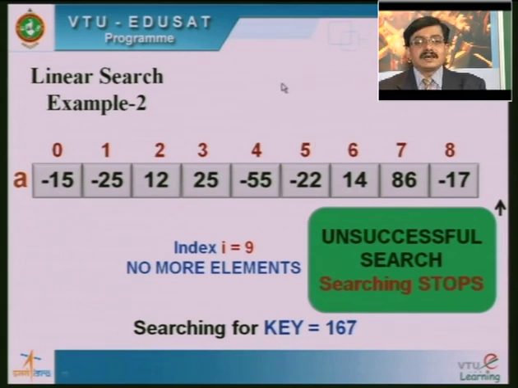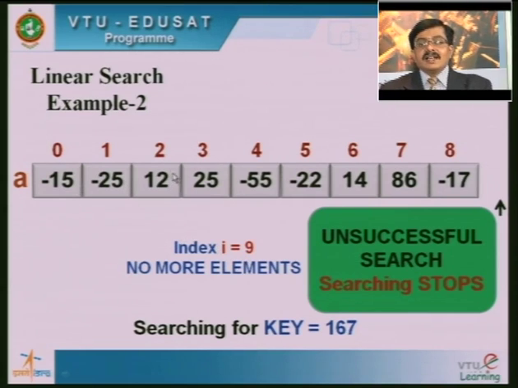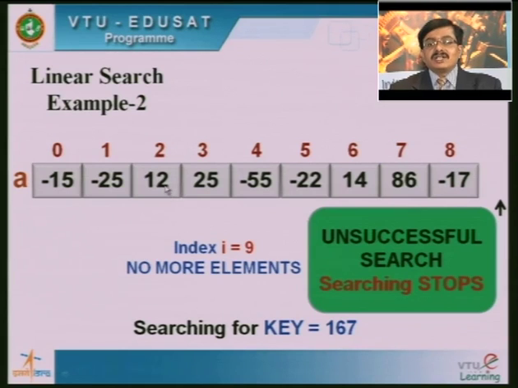For example, if I want to search for 25, I start again from i equal to 0. When i is equal to 0, minus 15 is not equal to 25, so I go for the next iteration. When i is equal to 1, minus 25 is not equal to 25, so I go for the next iteration. When i is equal to 2, a of 2 is 12, and 12 is not equal to 25, so again I go for the next iteration. When i is equal to 3, a of 3 is equal to 25, the search is successful and I come out of the loop. When I come out of the loop, what was the i value? The last value of i was 3. Is it not the position where exactly the key element was present? So exactly this is the position where the key element is present in the list.